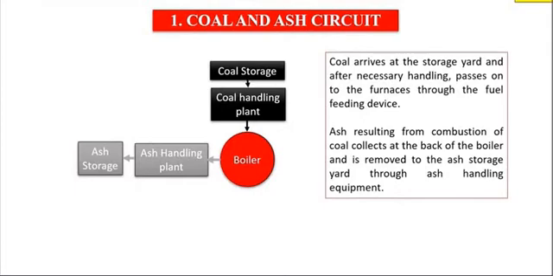So here coal arrives at the storage yard and after necessary handling passes on to the furnaces through the fuel feeding device. Ash resulting from combustion of coal collects at the back of the boiler and is removed to the ash storage yard through ash handling equipment.